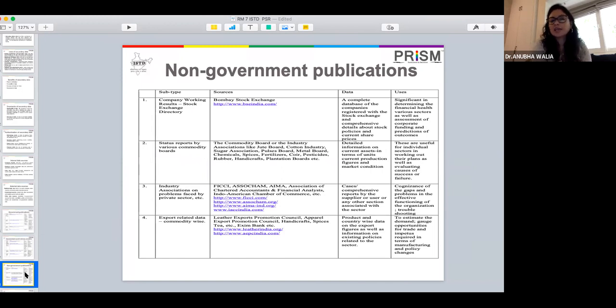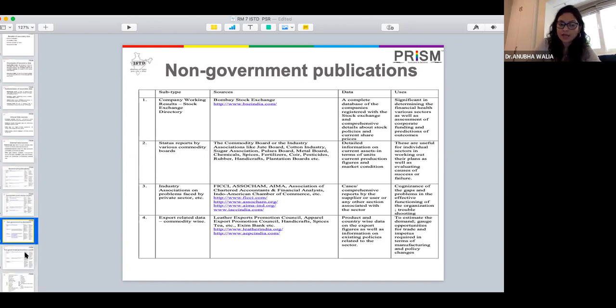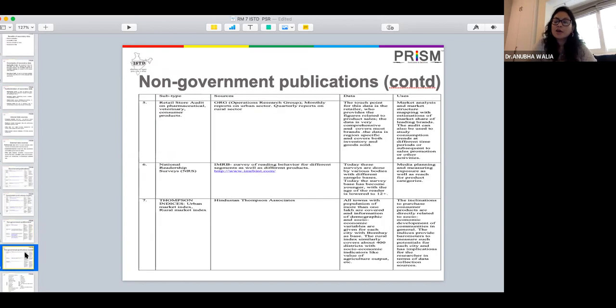So you see FICCI, ASSOCHAM, IMA, Chartered Accountants, then Financial Analysis, Indo Chambers of Commerce. So they all take out the data. Then export related, very important. You will find how much import has happened, how much export has happened, which product is getting imported, exported. Retail store audit, you will see other reports.